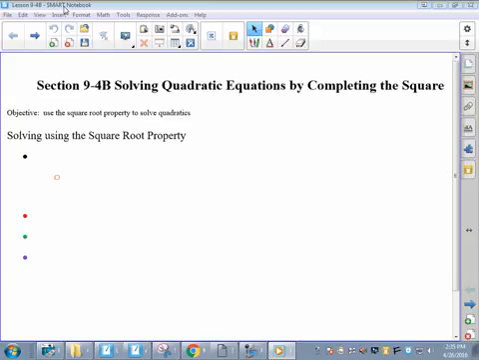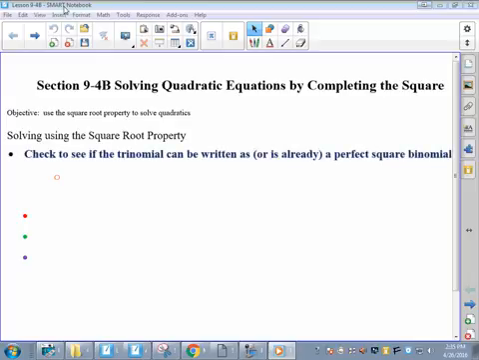First of all, when we solve using the square root property, I'm going to give you a trinomial and ask you to check whether it can be written as a perfect square binomial. So we check: is C equal to half of B, squared? If it is, I'm even going to put a little check by it. That means I am ready to go. I can skip the other steps, take half of B, square it, add it inside, subtract it outside, because all that work's already been done for me.